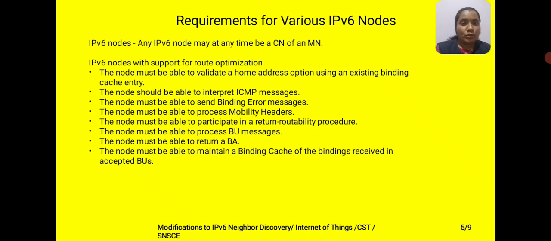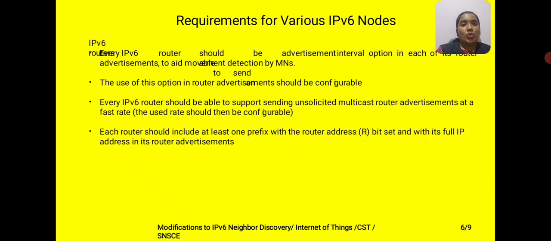Node must be able to process the mobility header. Node must participate in a return routability procedure. Node must be able to return a BU message. Node must be able to return a BA message. Node must be able to maintain a binding cache of the bindings received in accepted BUs.